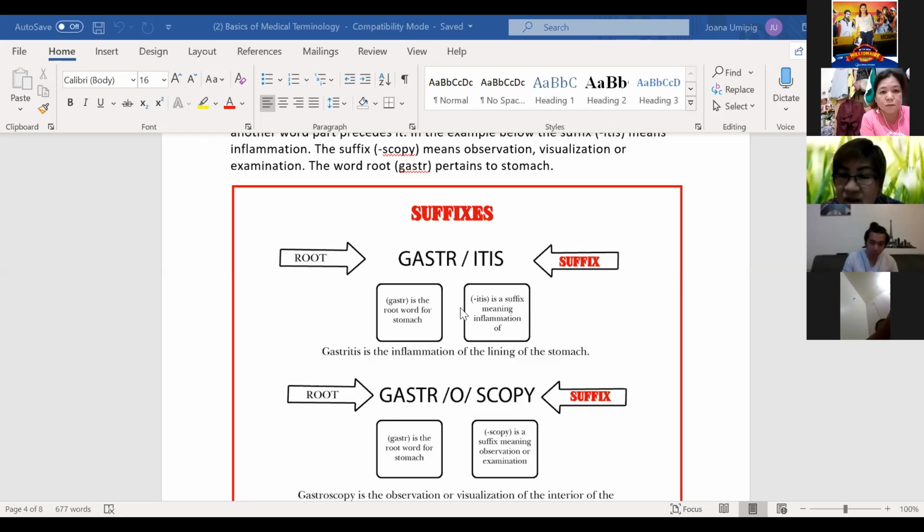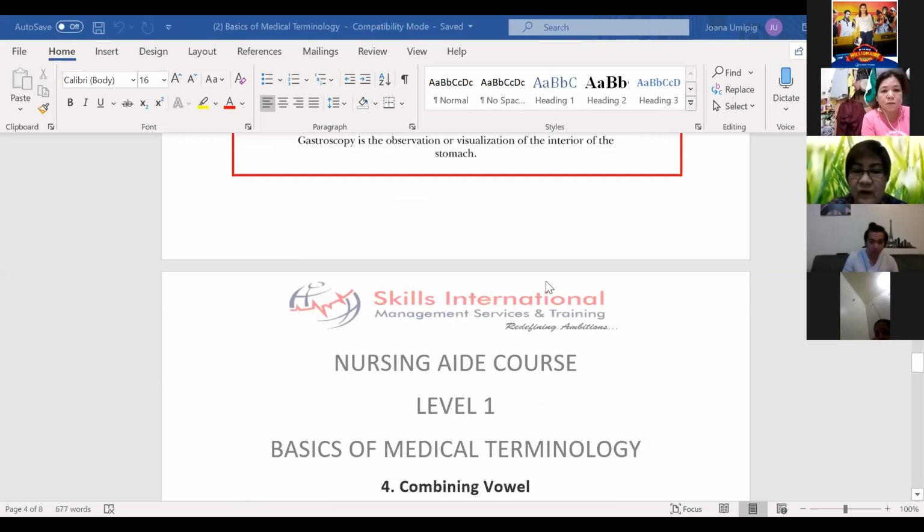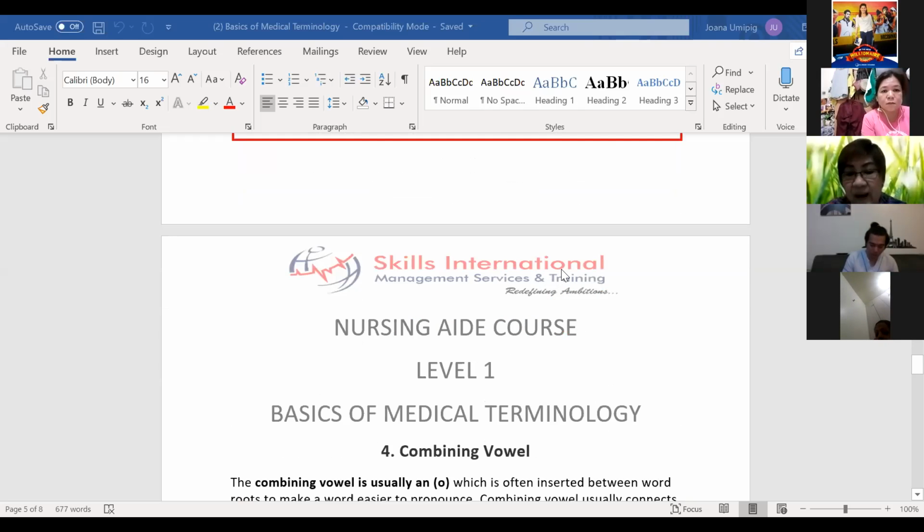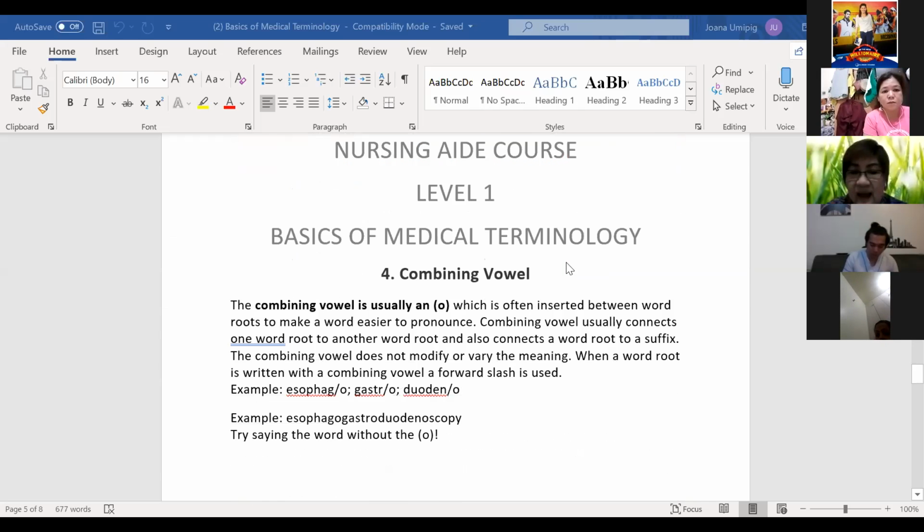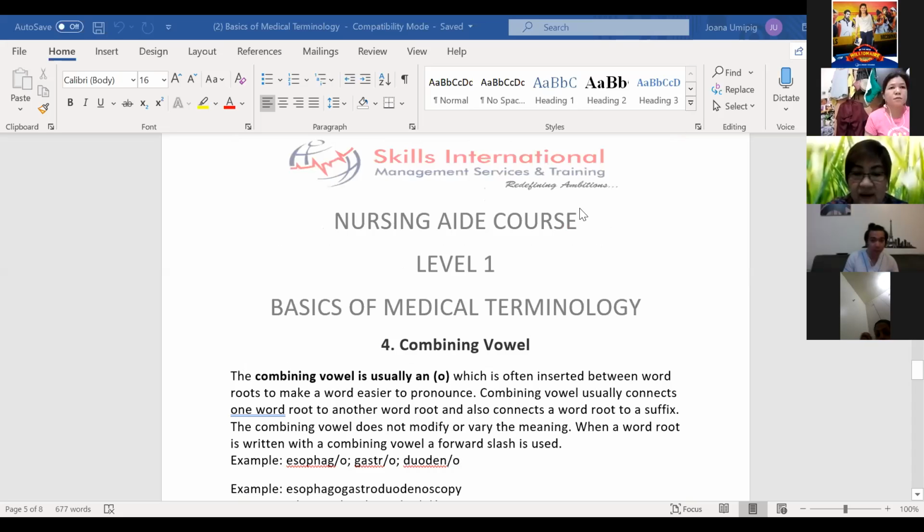Gastroscopy. So there is a combining vowel to form a medical term with the suffix. Gastroscopy. Okay? So these are the suffixes. Going forward, we have the combining vowel. The combining vowel is usually an O.